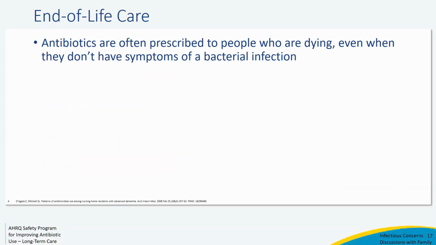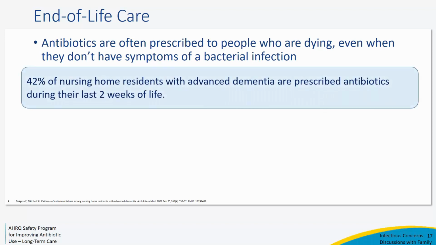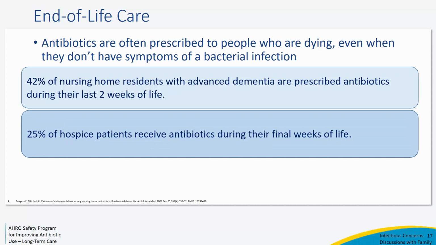Let's shift gears now and discuss end-of-life care, which can be a significant driving factor for unnecessary antibiotic prescriptions in the long-term care setting. Antibiotics are often prescribed to people who are dying, even when they don't have symptoms of a bacterial infection. Studies have shown that 42% of nursing home residents with advanced dementia are prescribed antibiotics during their last 2 weeks of life.